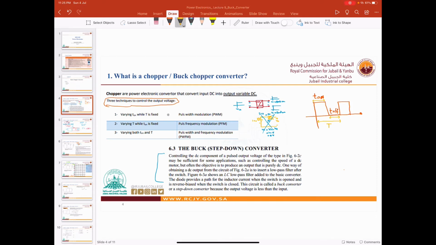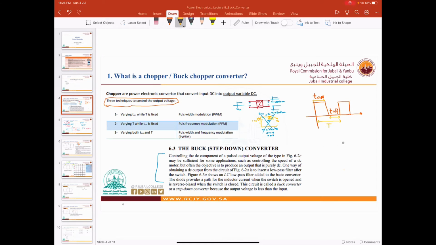Now he said here, Shabab, can you follow the mouse pointer here, please? So he said the first technique is varying T on while T is fixed. So we will fix here, Shabab, the period. So let me just redraw the signal here, okay? When we are varying T on.